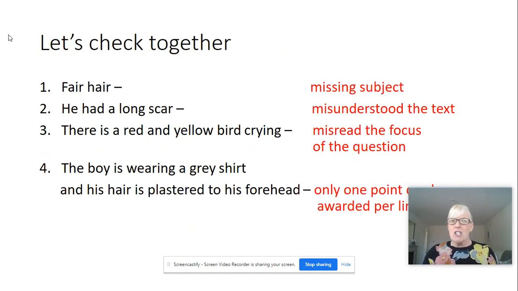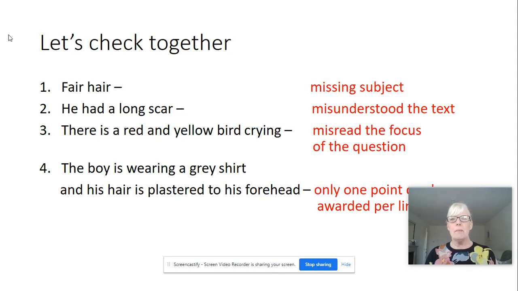Okay, so let's have a little check together. Number 1, fair hair. Bit ambiguous. I might have awarded a mark for this. However, I'm going to say no. We are missing the subject. So it should be the boy has or had fair hair, or he has fair hair.